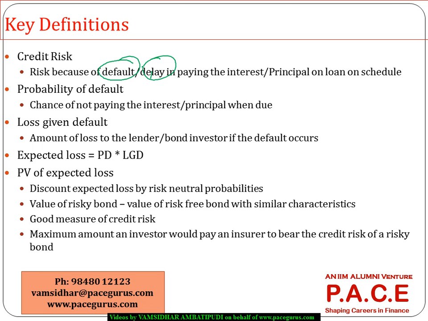When I am exposed to risk, it's not that there is a 100% chance of it. That is where we assign a probability of default. What is the chance that this person will default on this loan, or that this company will default on the loan? Default could even be a delay, for both interest as well as principal. So, what is the chance that this particular party fails to pay either the interest or principal when it falls due? That is what we call the probability of default.